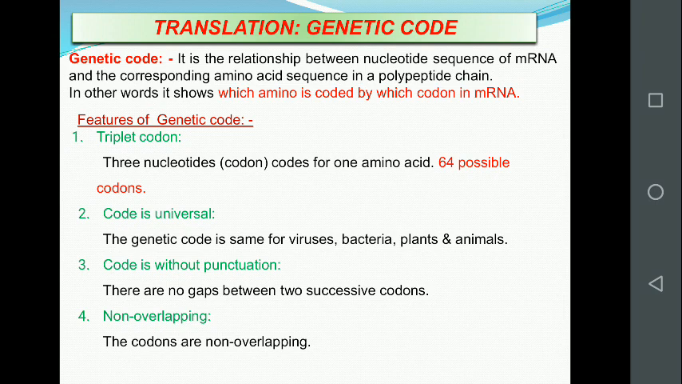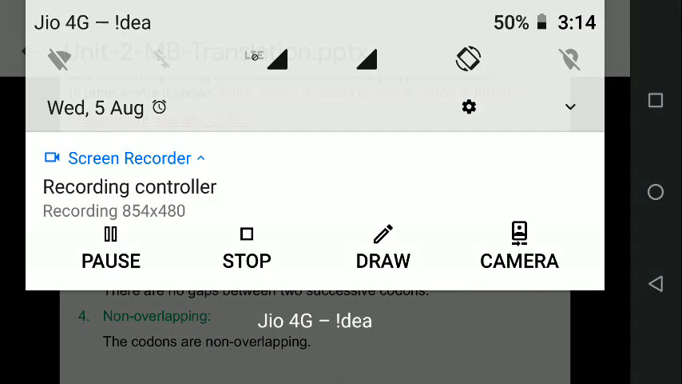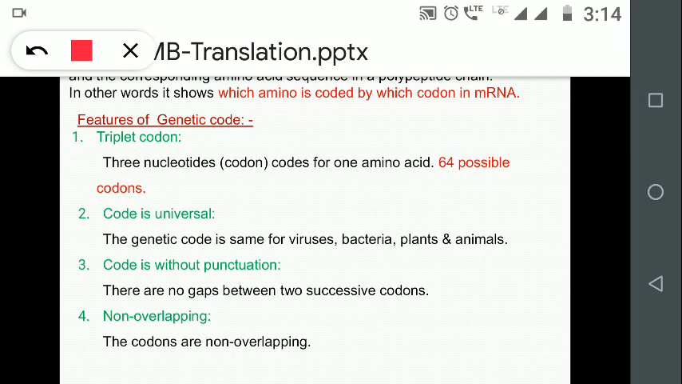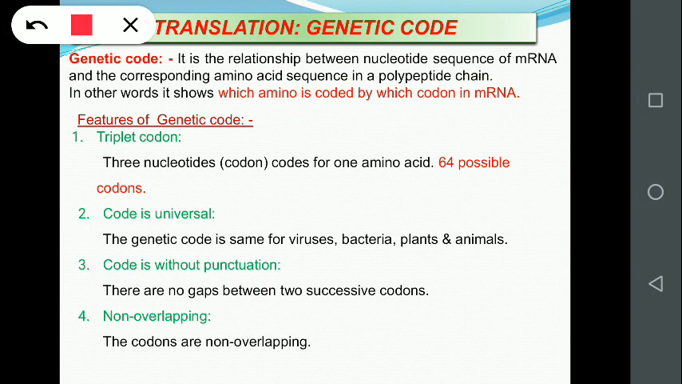Suppose if we say that one gene is there, gene 1, and that gene 1 is responsible for the synthesis of a protein known as protein X. Suppose if you take this example, suppose we have a gene here, a double stranded DNA molecule, and this gene is having nucleotide sequence that contains nitrogenous bases, ATGs.